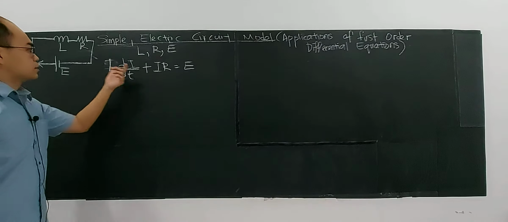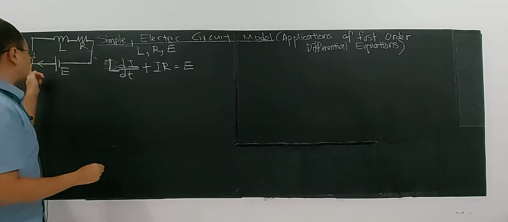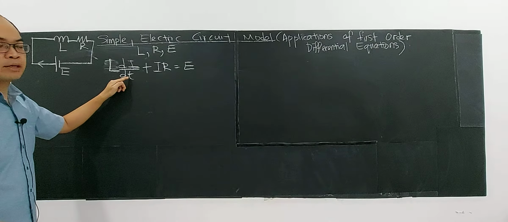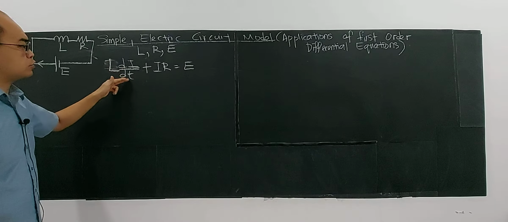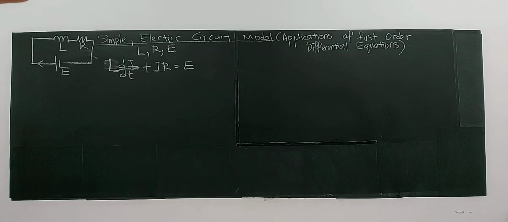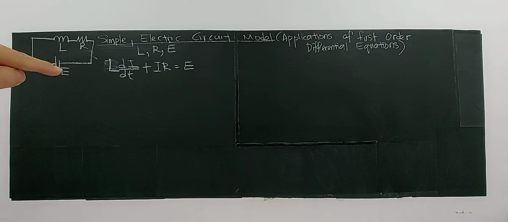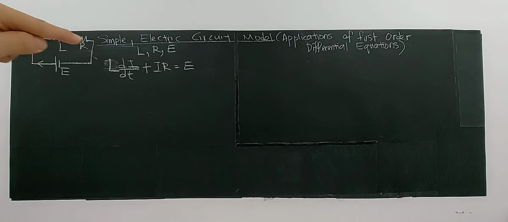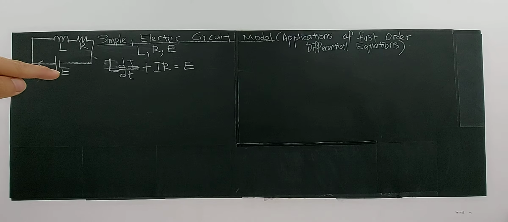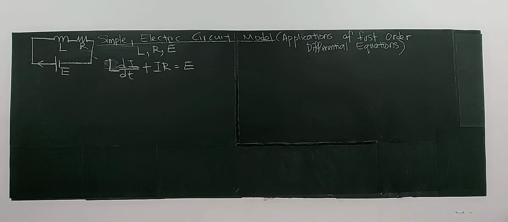So this means there is a change of current with respect to time; the current changes over time. According to Kirchhoff's law, the total voltage here is the same as the voltage supply. So L di/dt plus IR equals E. So how do we solve this?